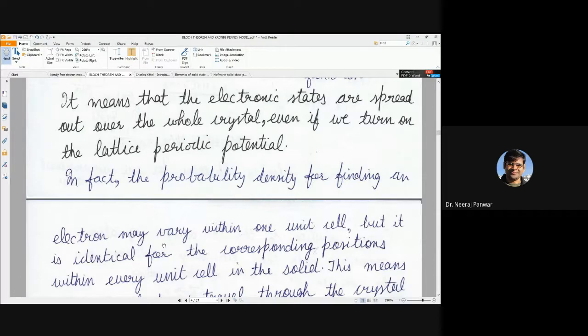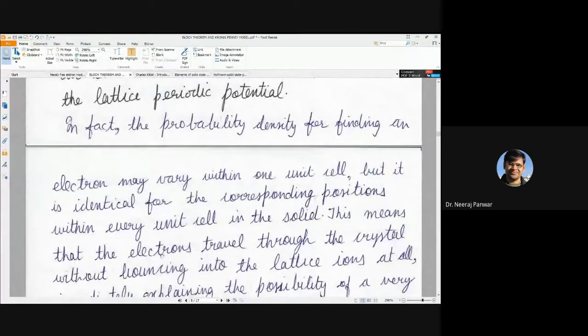Depending upon n, the energy is different and the wave function is different. Can you recall it from quantum mechanics? You consider a one-dimensional box and you see how much is E1, how much is E2, everything is different, and the wave function is also different depending upon n. So here also we are saying that within one unit cell, depending upon the position of the electron, the probability density of finding the electron would be different. But if we compare the same position in every rectangular well in the arrangement of ions, we will find the same probability density at the same position in every unit cell. So this is the meaning of this statement.